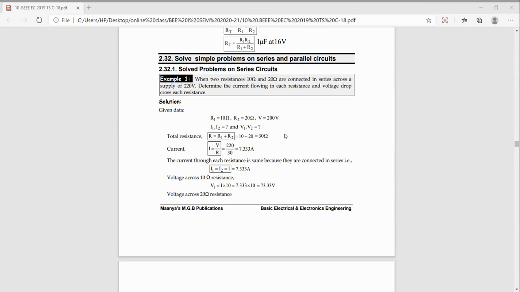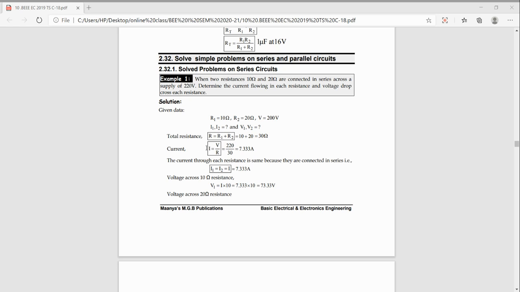We know that it is a series circuit. In the series circuit, I1 is equal to I2. As it is a series circuit, the current flowing through resistance 1 and through resistance 2 will be the same, so the total I is equal to I1, which is equal to I2. We have to find I, and we know the total voltage V, which is given as 220 volts, and the total resistance R, which is 30 ohms.